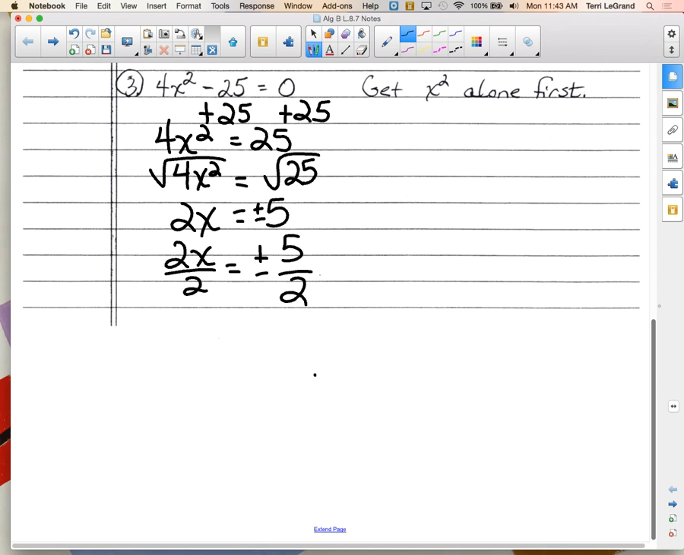Divide both sides by 2. And then you can just leave it like it is. 2 doesn't go into 5 an integer number of times, a whole number of times. So we're going to say our solution is a positive and negative 5 halves, which happens to also be known as what? What's its mixed number name? 2 and a half.